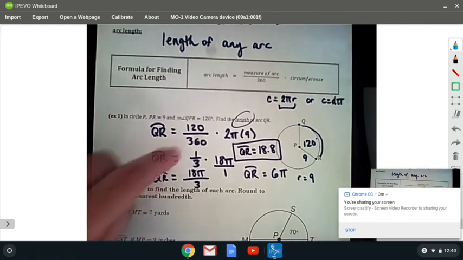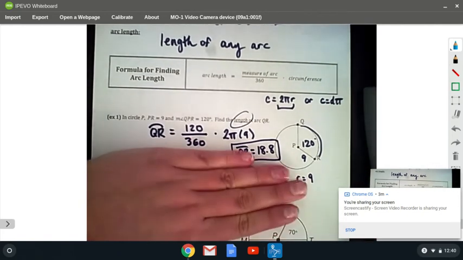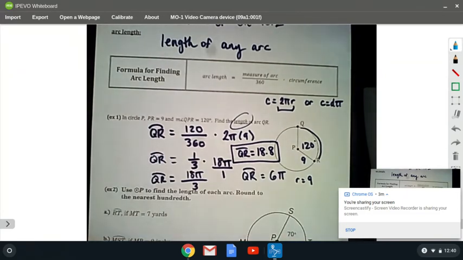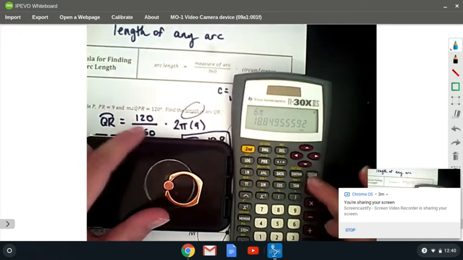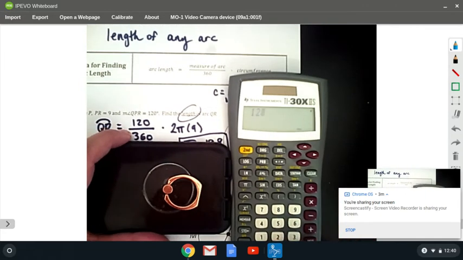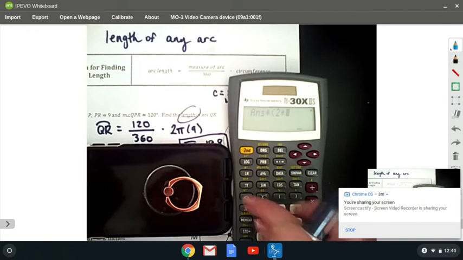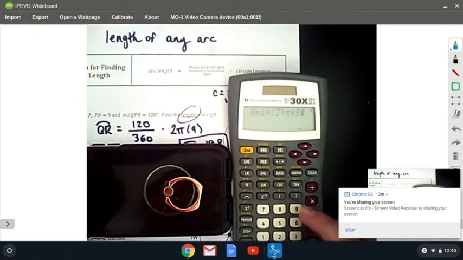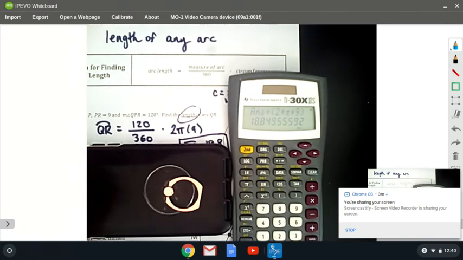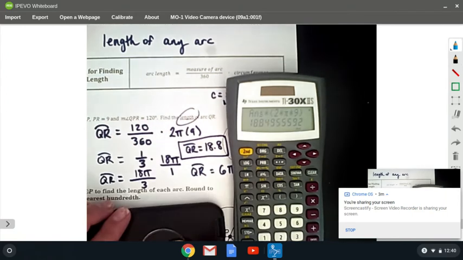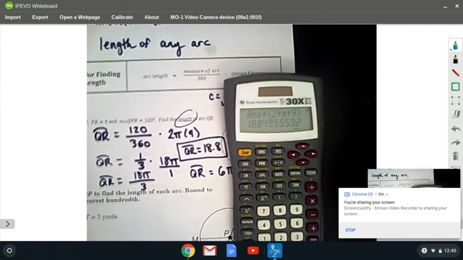If you didn't want to do all these simplifying steps, you could have stopped right here, and I'm gonna put my phone over it so you can see. You could have stopped right here and just started to put this in the calculator. You could have done 120 divided by 360 equals 0.3333 repeating times 2 times pi times 9. And you still would have got 18.8. So you can just go ahead and do it in your calculator right away. I find it easier to simplify just to make sure I'm doing everything correctly.